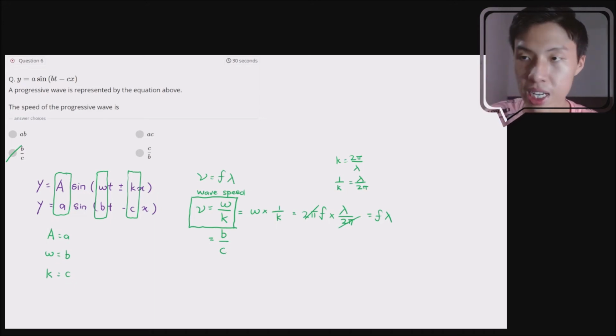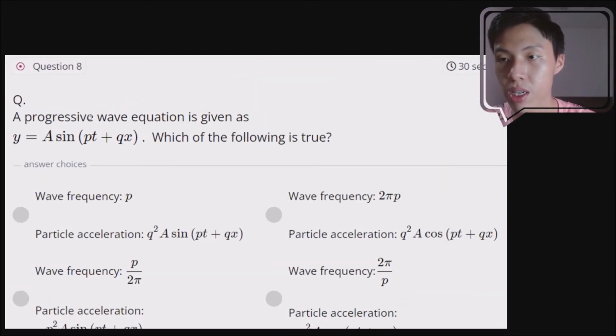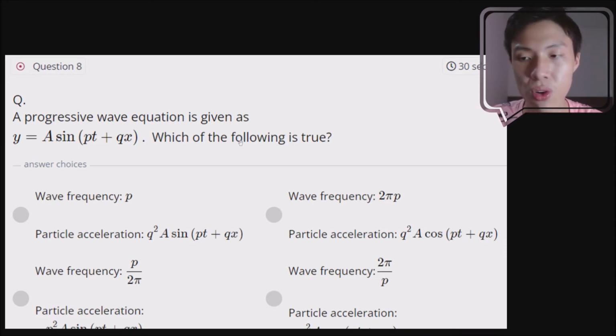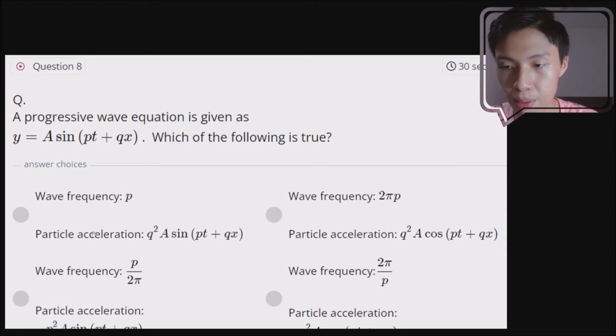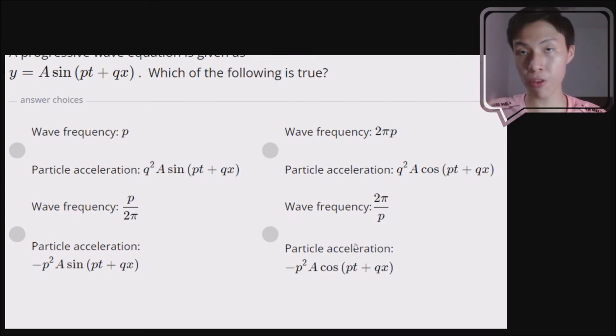Let's move on to the next question. The next question is question 8. You have a progressive wave given by this equation, y equals A sine(pt plus qx). A similar question to question 6 that we had just now. They ask which of the following is true. They ask about wave frequency and particle acceleration for all options. So you need to determine the wave frequency, which is f, and you need to determine the particle's acceleration. So we need to determine two things.